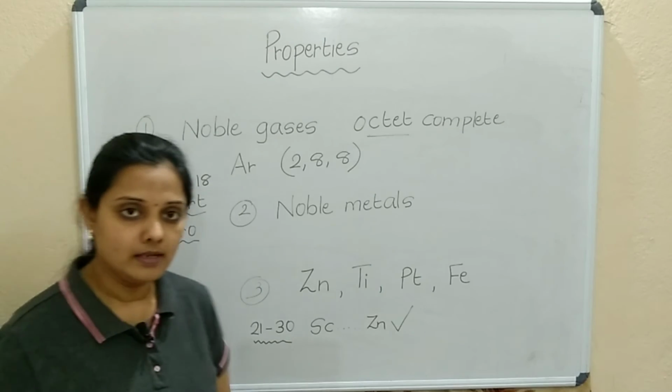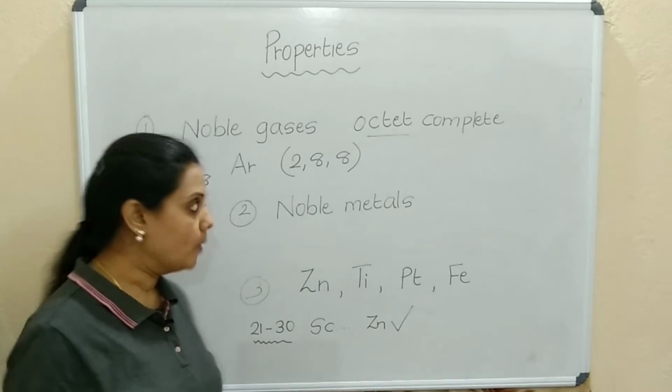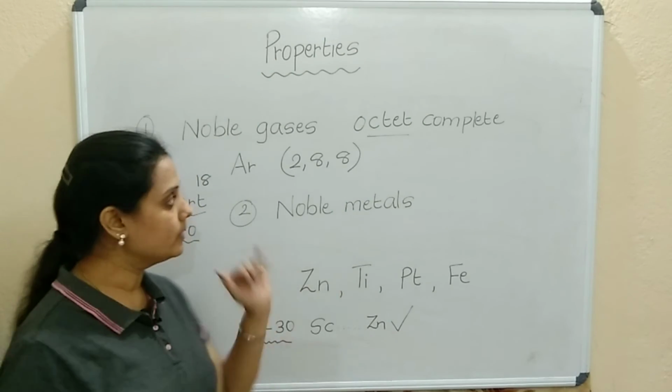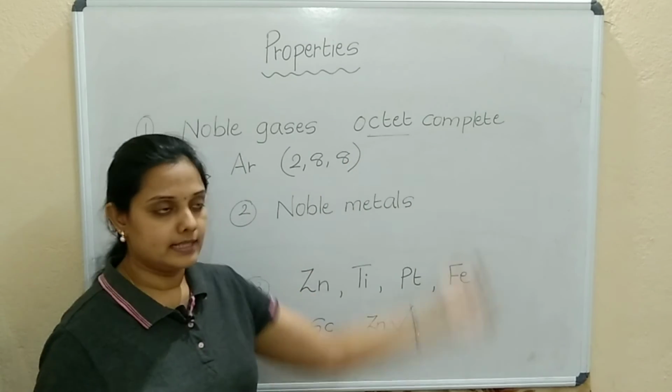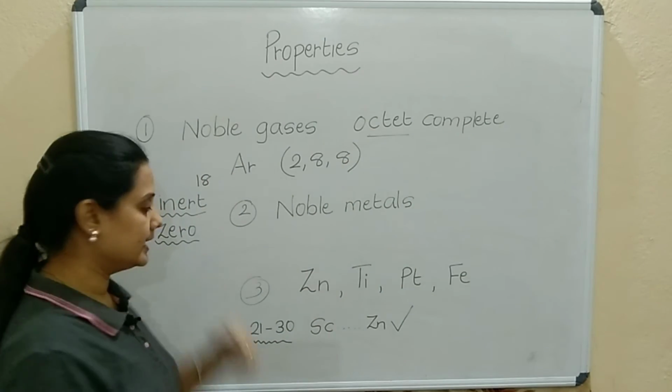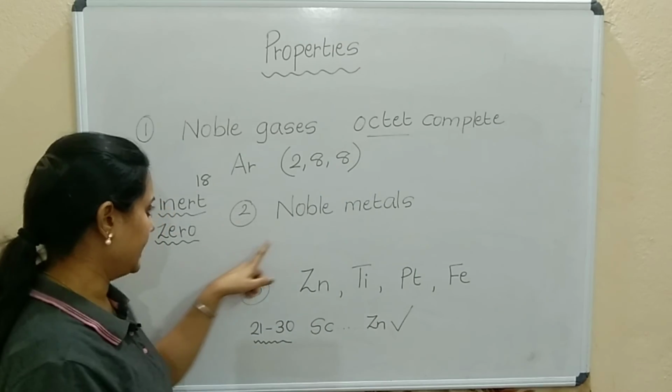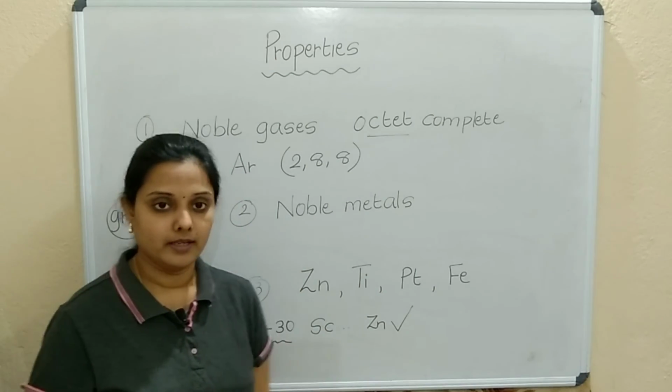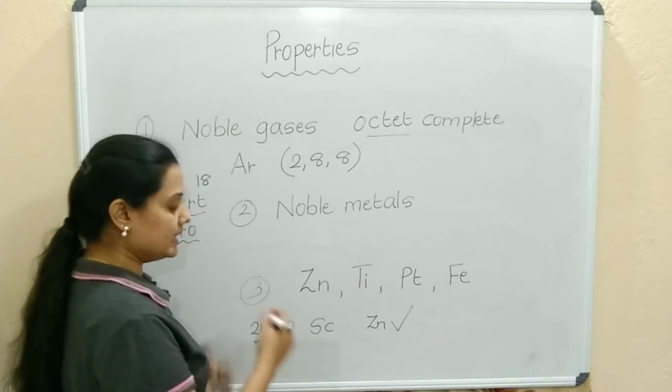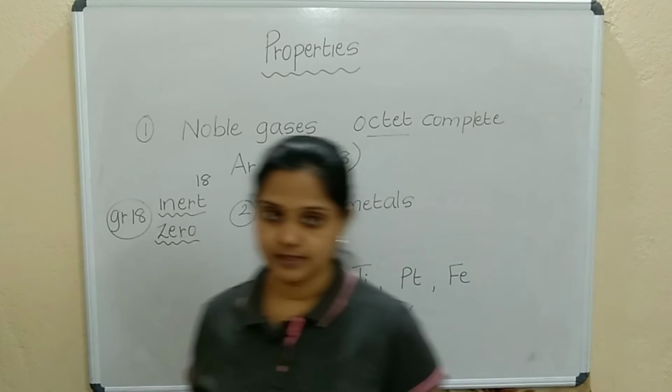So what is the reason? Oxygen does not react with noble gases. Why? Because noble gases, their octet is complete. They are inert in nature. Okay. Noble metals means what? Noble metal means the metals which do not react with oxygen.